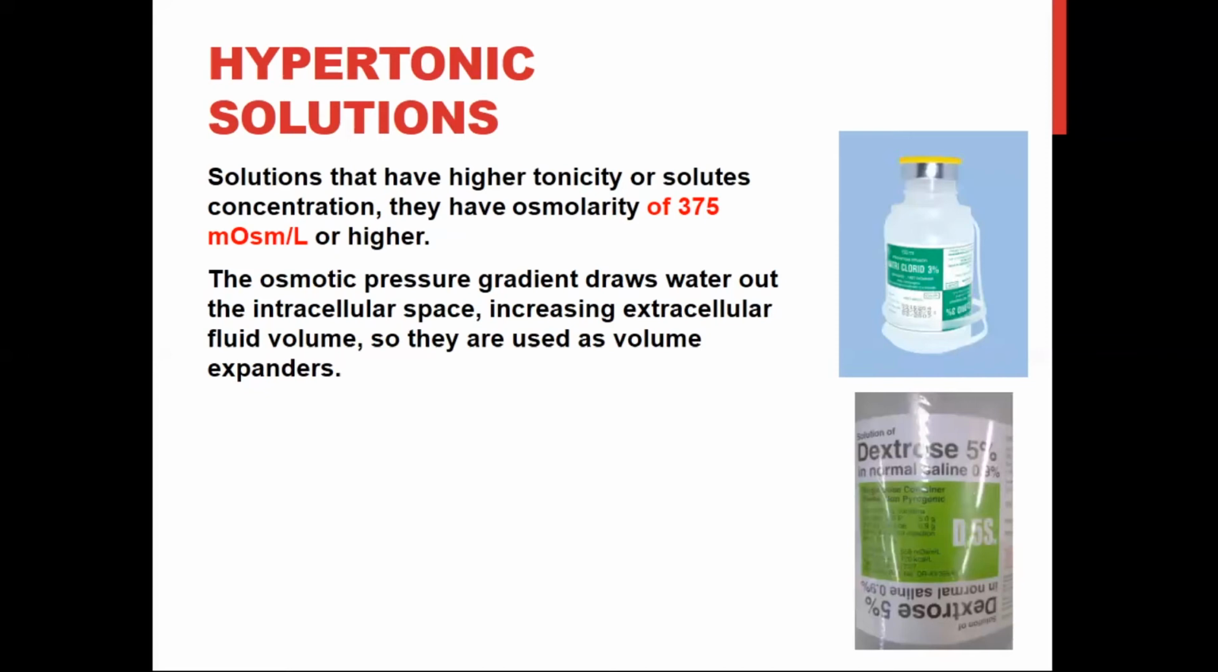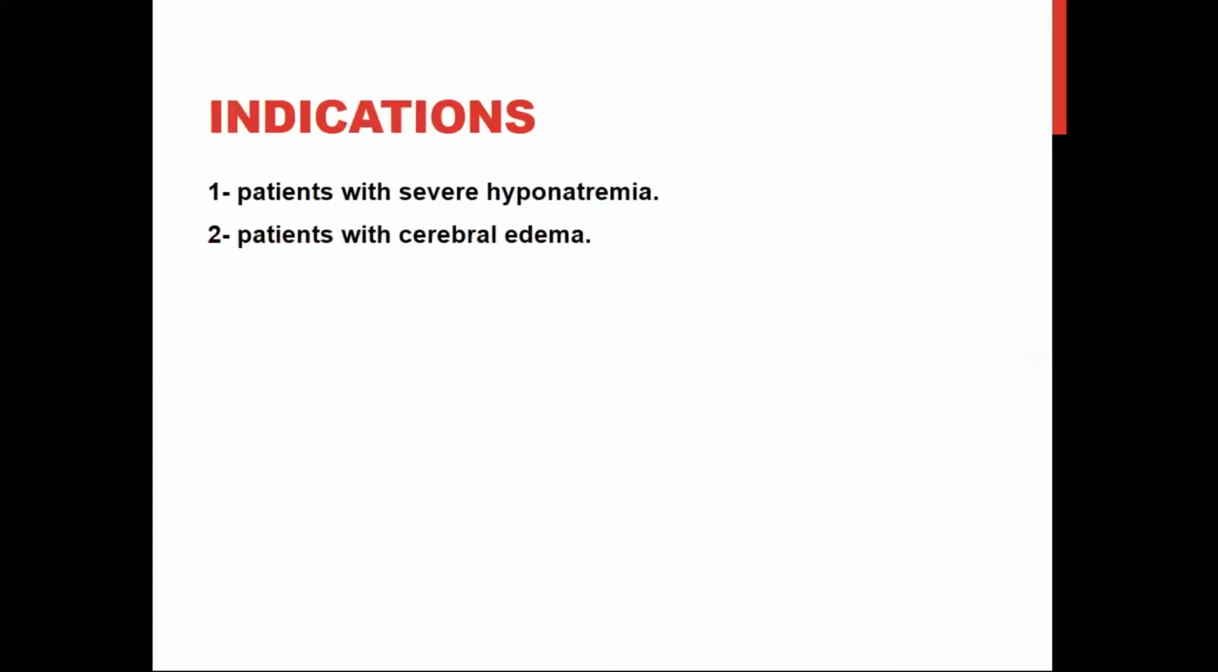Indication of hypertonic saline. Patient with severe hyponatremia. If the patient has mild hyponatremia, we give normal saline, which contains an amount of sodium, approximately 154 milliequivalent per liter, which is sufficient to treat the hyponatremia if mild. But in severe hyponatremia, we can use hypertonic saline.